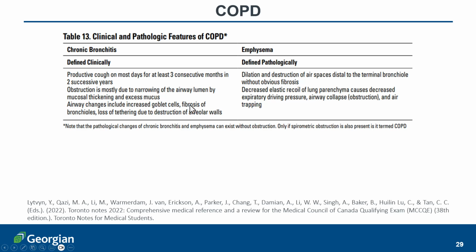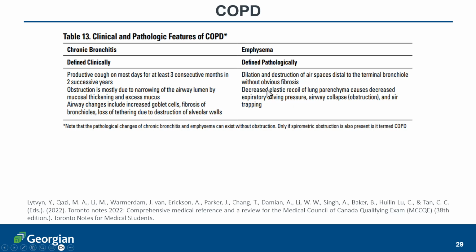Let's compare and contrast the other features as well. Both of these are obstructive lung disorders, but in the case of chronic bronchitis, the obstruction is mostly due to the narrowing of the airway lumen caused by thickening of the mucosa, as well as excessive mucus production. What happens in the airways, and these are the morphological changes that you see under a microscope, for example, you have an increase in the number of goblet cells, you have fibrosis ultimately of the bronchioles as they get overworked, so to speak, and loss of tethering due to the destruction of the alveolar walls.